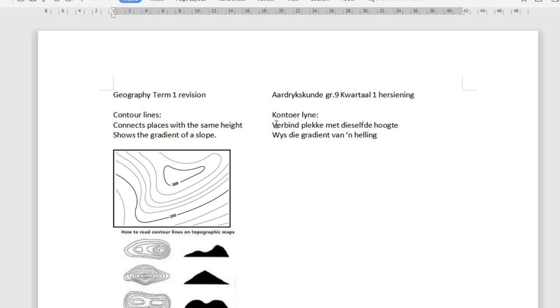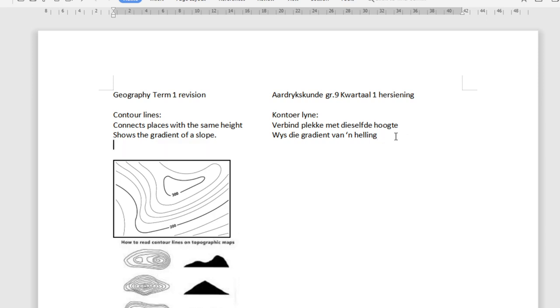So contour lines are lines that connect places with the same height. So it can show us the gradient of a slope, so if it's steep or if it's gentle. So dit verbind plekke met dieselfde hoogte, wat vir ons wys wat die gradiënt van die helling is.